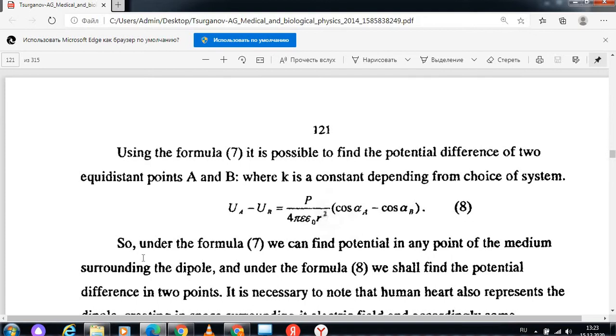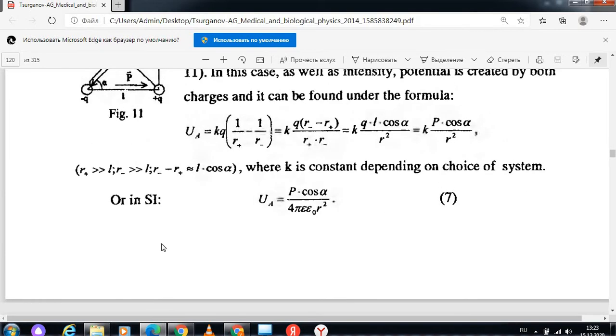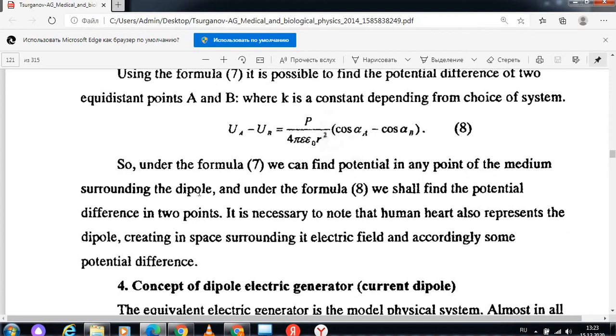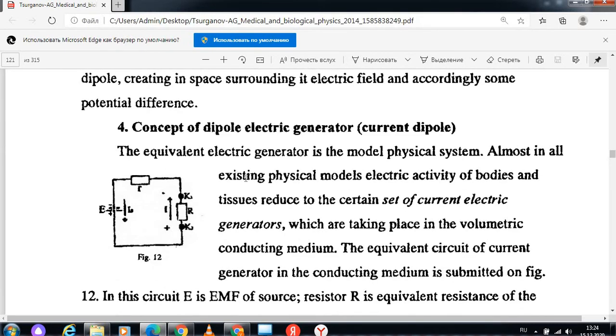So under formula 7 again, we can find the potential at any point of the medium surrounding the dipole, and under formula 8 here we shall find the potential difference between two points. It is necessary to know that the human heart also represents a dipole created in the space surrounding its electric field, and accordingly some potential difference. So the concept of the dipole electric generator, or the current dipole.